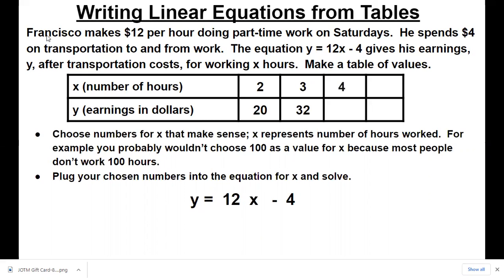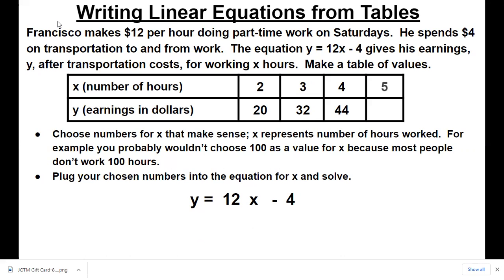Let's pick 4 hours. If he worked 4 hours, it would be 12 times 4, 48, minus the $4 for gas. He would make a total of $44 that he could take home in his pocket, not including any of the tax that the government takes out of your paycheck.